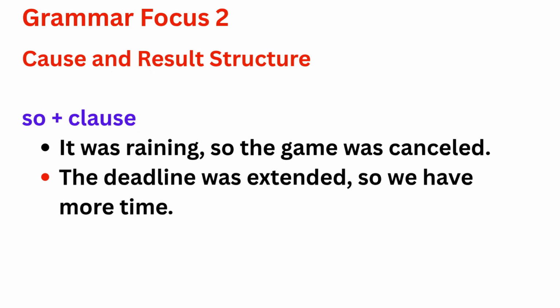Let's see some examples. It was raining, so the game was canceled. The deadline was extended, so we have more time. In the first sentence, the cause is the rain, and the result is the cancellation of the game. In the second sentence, the cause is the extended deadline, and the result is that we now have more time.